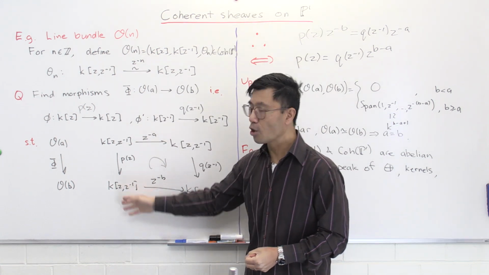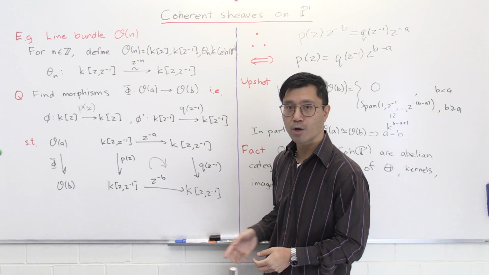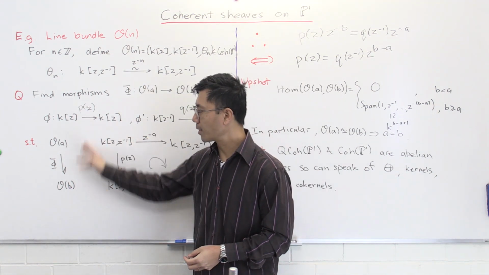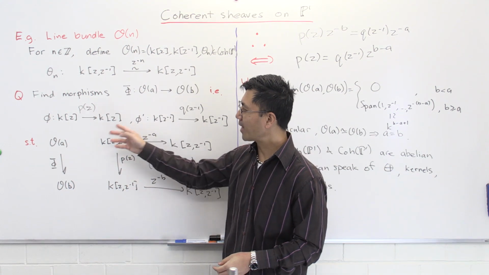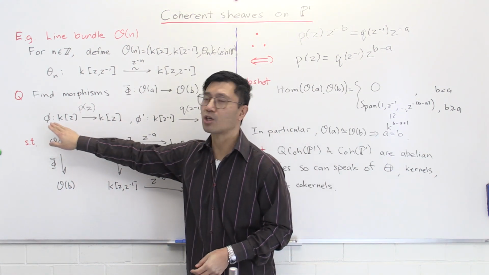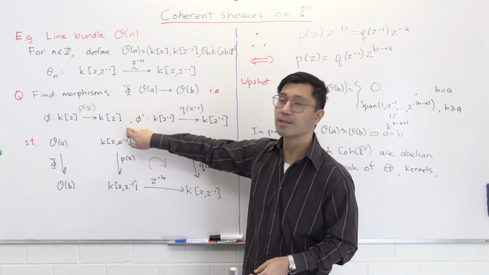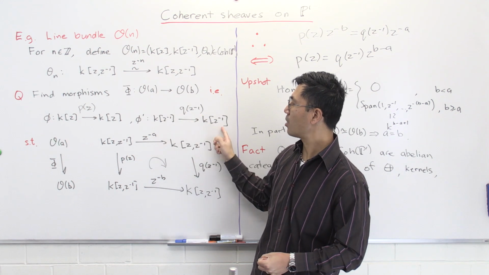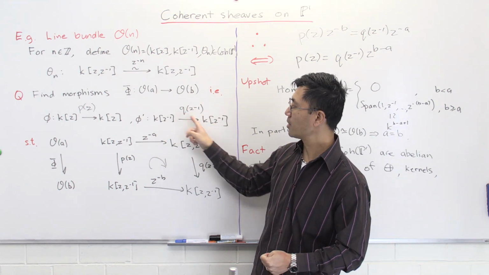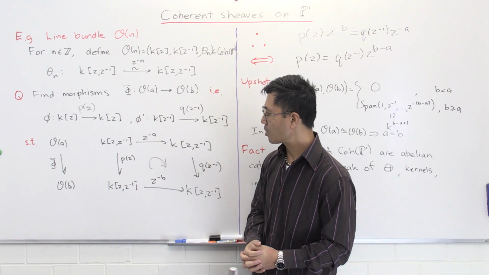Well, the co-kernel should be some sort of a quasi-coherent sheaf. In fact, in this case, it would be a coherent sheaf since you're working in the coherent category. And so you'll need a K[z inverse] module. So you can take the co-kernel of this phi. So that's K[z] modulo p of z. And the co-kernel of this, so that's K[z inverse] modulo the ideal generated by q of z inverse. So you have two co-kernels there.